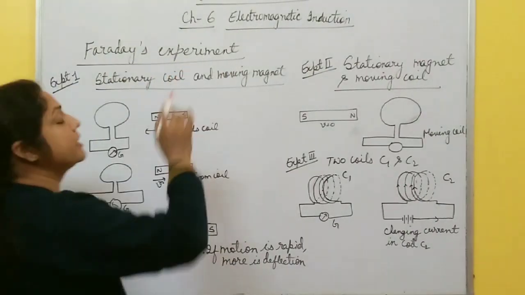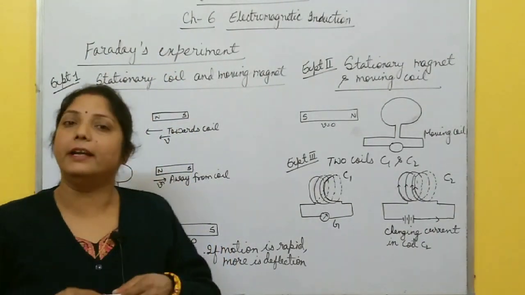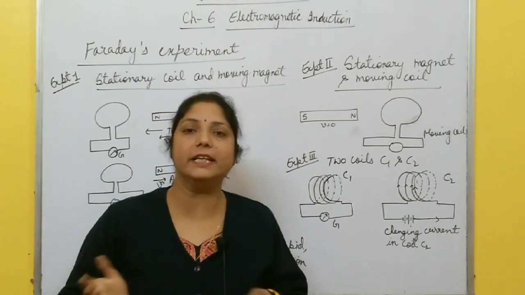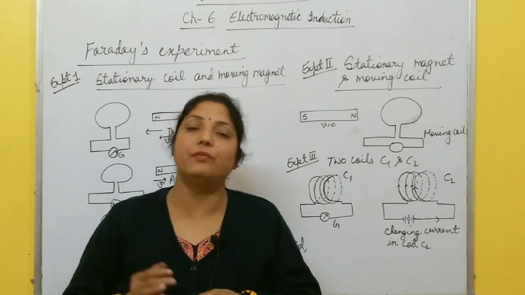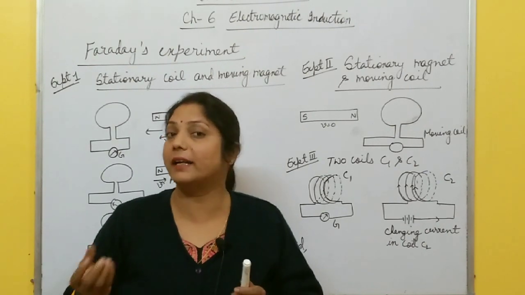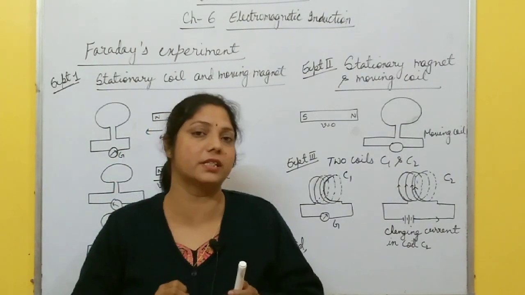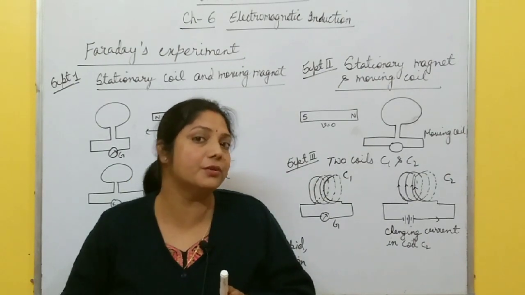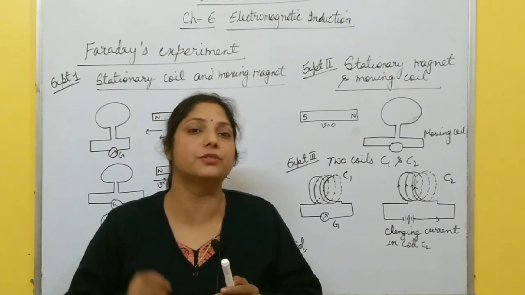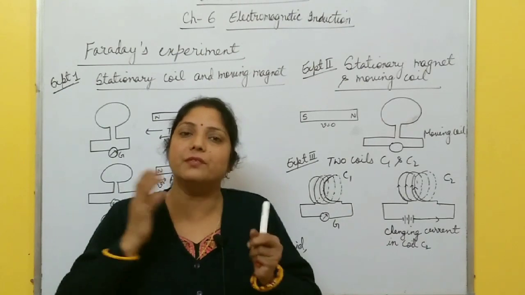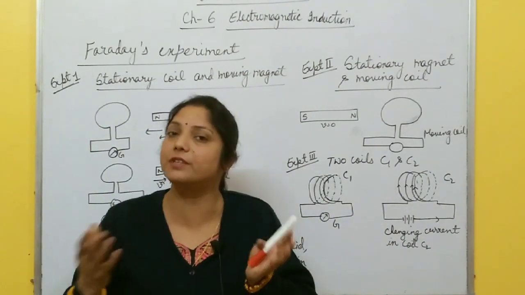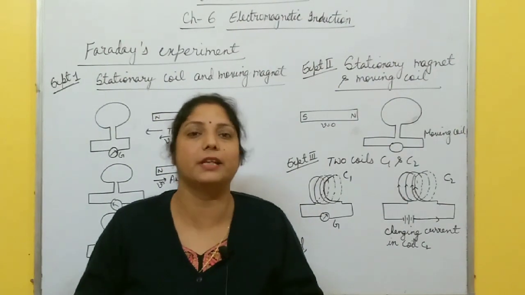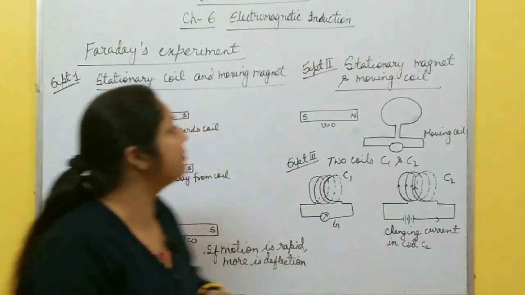Now, Faraday's experiment. Faraday and Henry performed various experiments and both came to the conclusion that whenever there is a change in magnetic flux linked with a closed circuit, EMF is induced and hence current is induced in that circuit. Or whenever there is relative motion between two coils or a coil and a magnet, EMF is induced and current is produced in that circuit. So how do you perform the experiment?